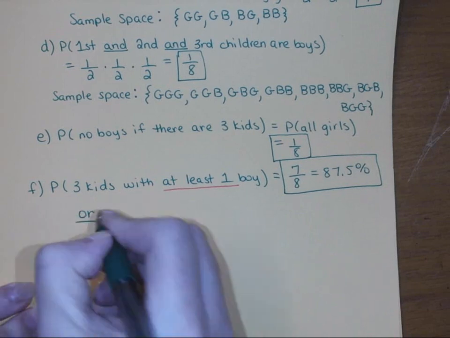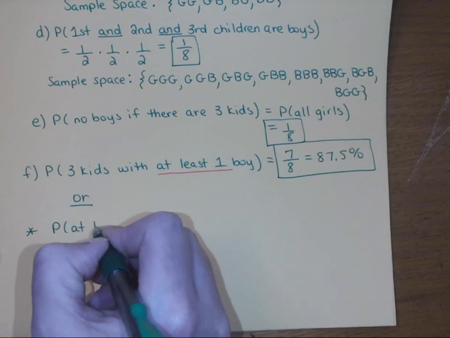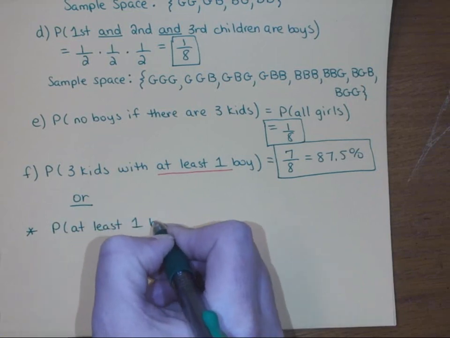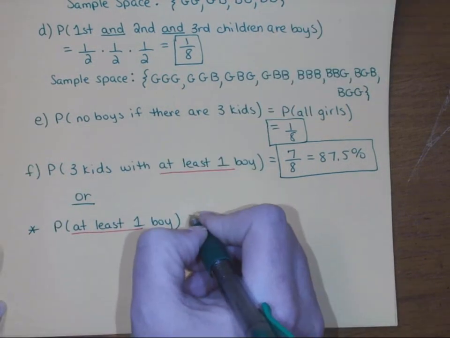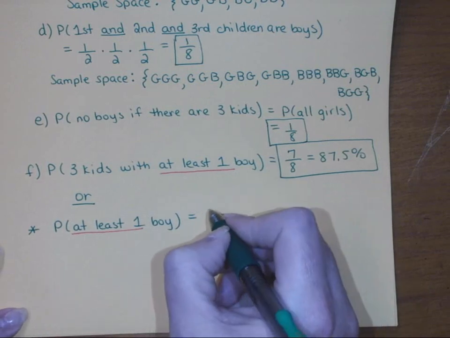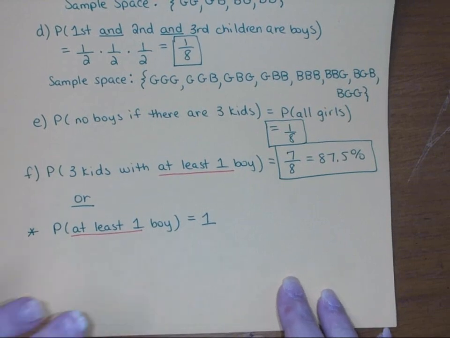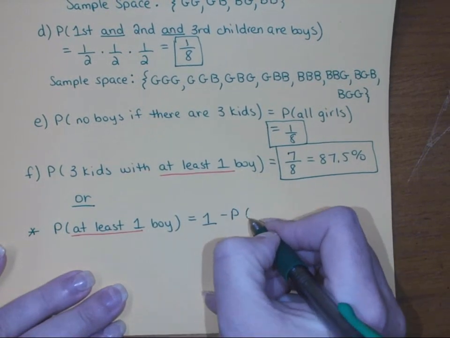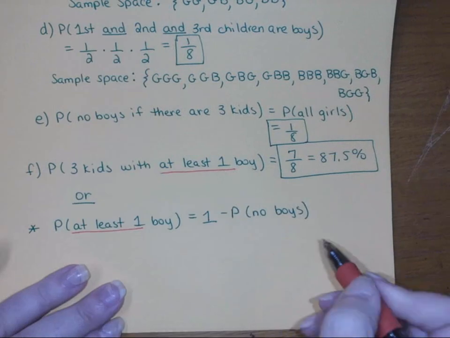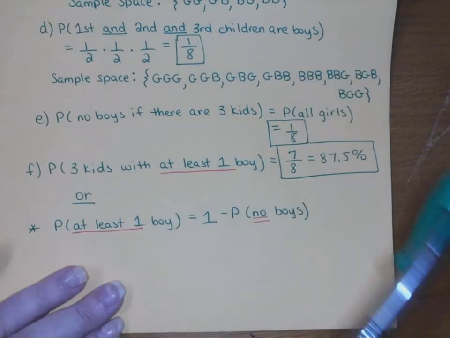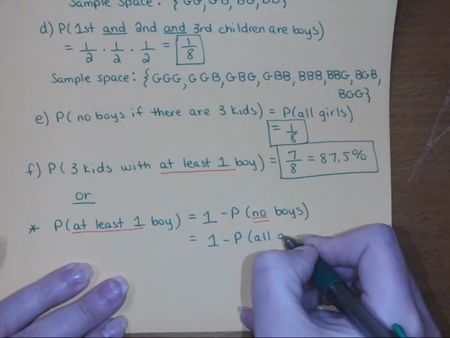But let's talk about another way we could think of that. I'm going to put a star by this. This works for at least type problems when you're being asked for at least. So the probability of at least 1 boy, we're just looking at the same problem again. We also could have thought about it as the total probability is 1, because 1 stands for 100% if we move the decimal place twice. So we find 1 minus the probability of the opposite event happening, and what's the opposite of at least 1 boy? The opposite of that would be no boys, right? So in other words, it would be 1 minus the probability of all girls.